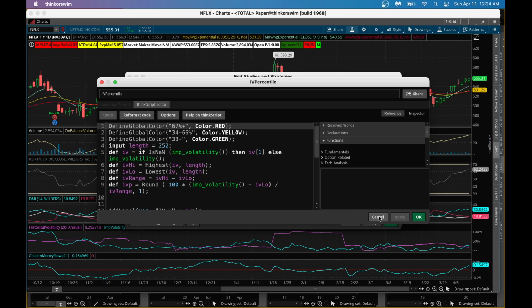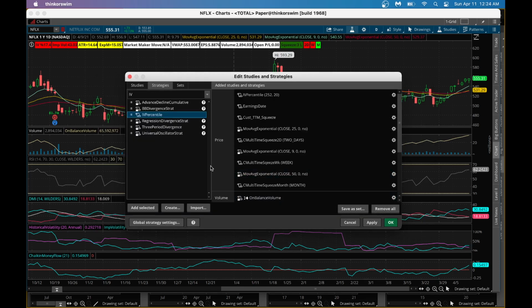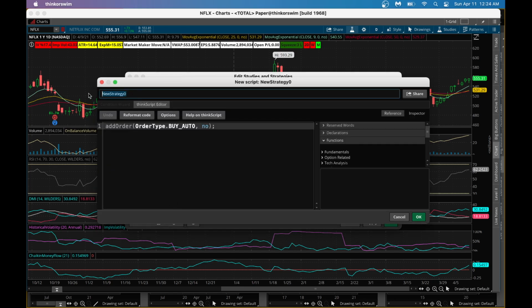Like I talked about, creating a strategy is very easy. You can go here. In my case, I already have IV percentile. If I had to create something like this, I would click create and put IV percentile as an example. I would remove this, and then you could cut and paste the code that I will put on the YouTube site.